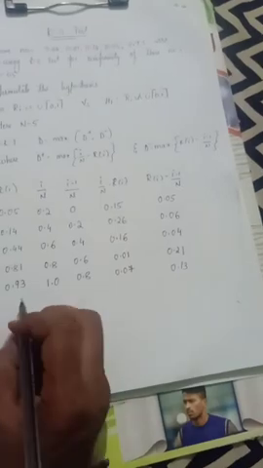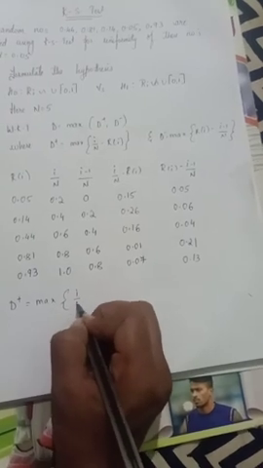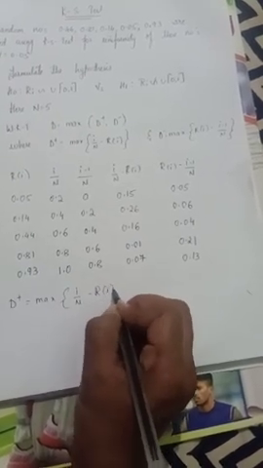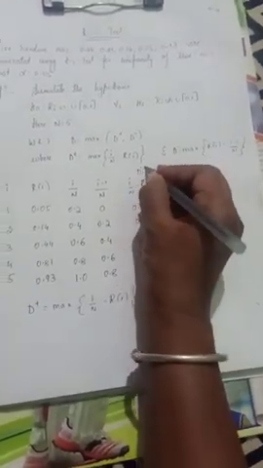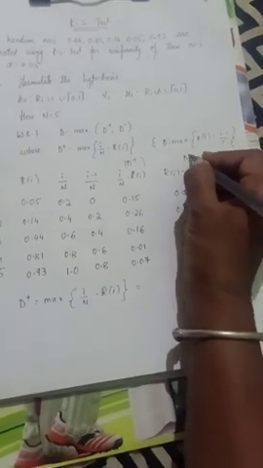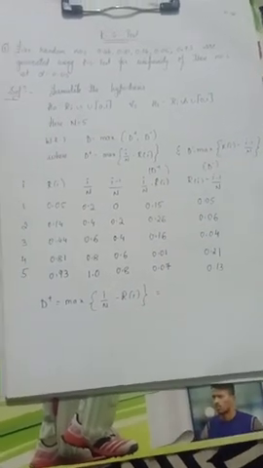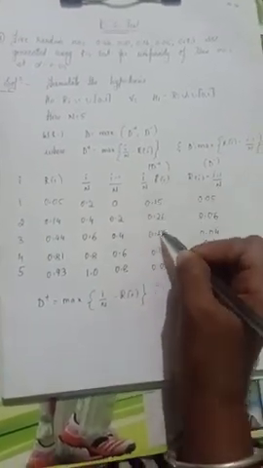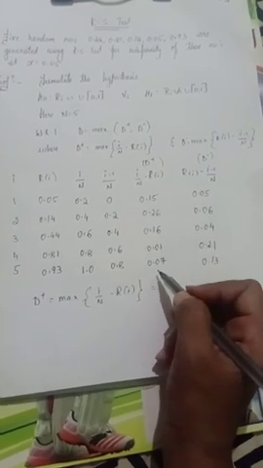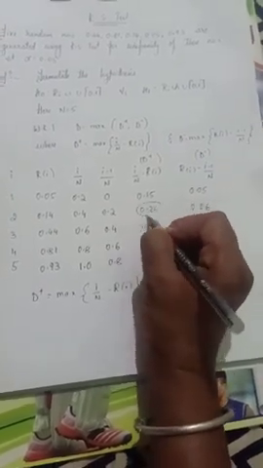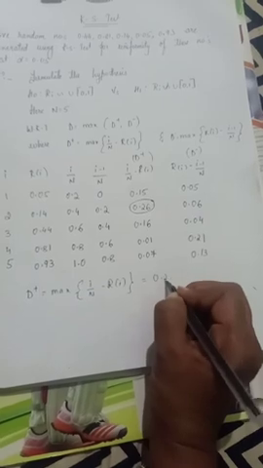So we have to find D plus. D plus is the maximum of i by n minus R of i. So what is the D plus value? We have to find it from this one. This is D plus and this is D minus. So what is the maximum among this one? The maximum value is 0.26. So D plus will be 0.26.